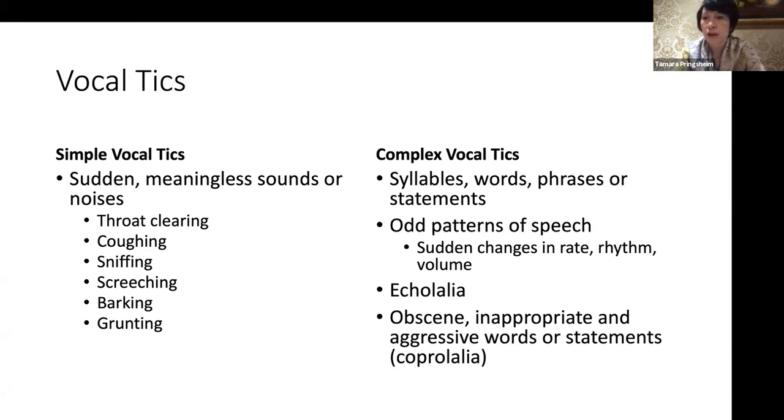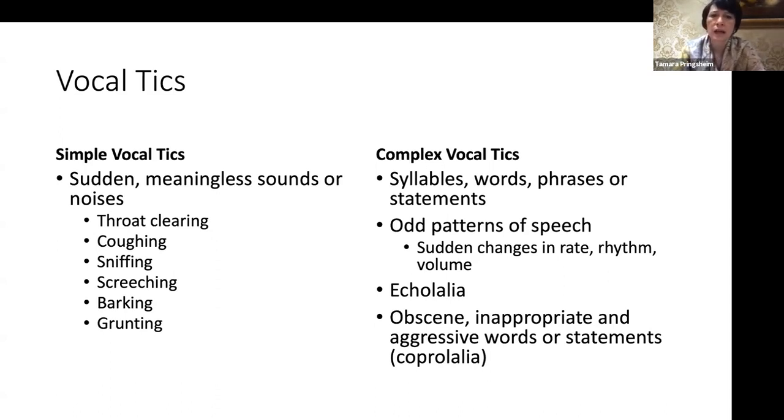Similarly, we divide vocal tics into simple and complex. Simple vocal tics are sudden, meaningless sounds or noises. The most common ones we see are throat clearing, coughing, sniffing. We also see little squeaks, barks, grunts, for example. A complex vocal tic is a syllable, a word, a phrase, or a statement.